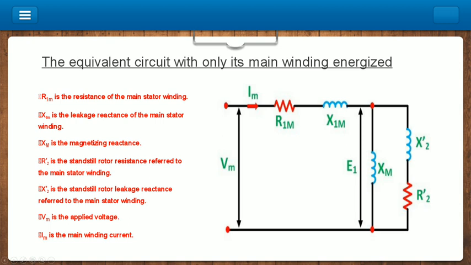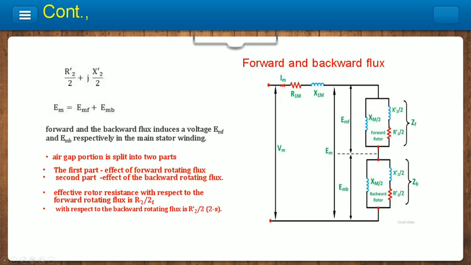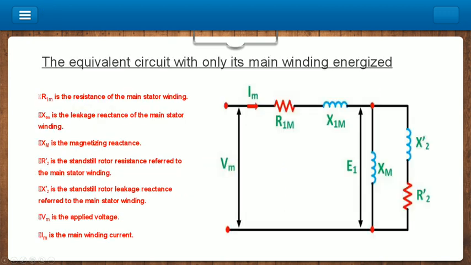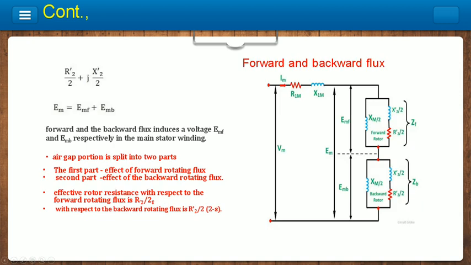So this R1M and X1M are the stator parameters, IM is the main winding current, and VM is the supply voltage. E1 is the induced EMF in the main winding, and XM is the leakage reactance of the main winding. R2 dash and X2 dash are the rotor parameters.